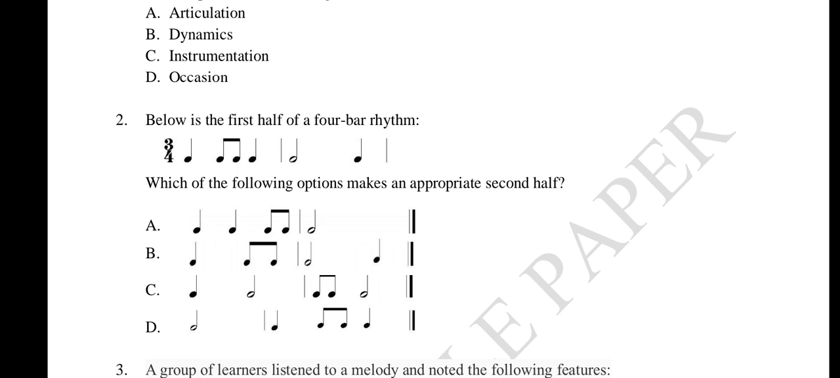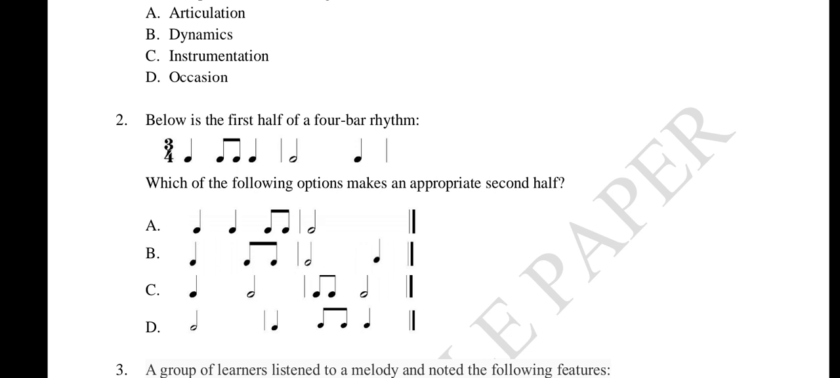Then below is the first half of a four-bar rhythm. Which of the following options makes an appropriate second half? Look at it: 3/4 time signature, which means 3 beats per bar. Let's go to number 1. A, 1, 2, 3. That one is very correct, but now look at the last bar: 1, 2. A minim has 2 beats, so that one is wrong.